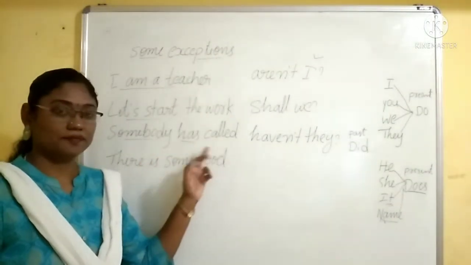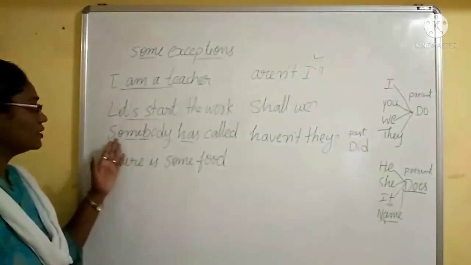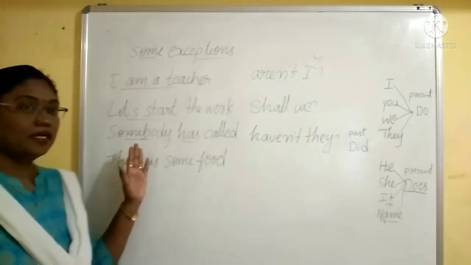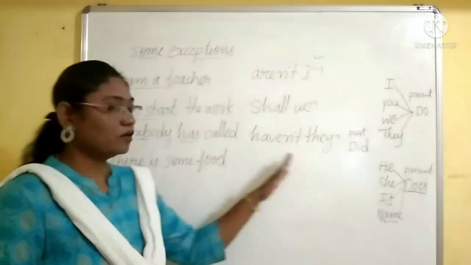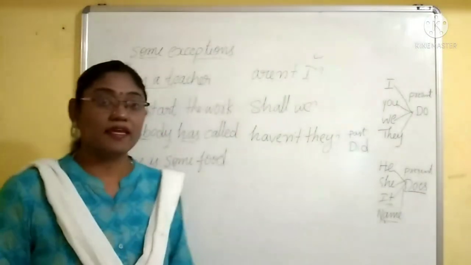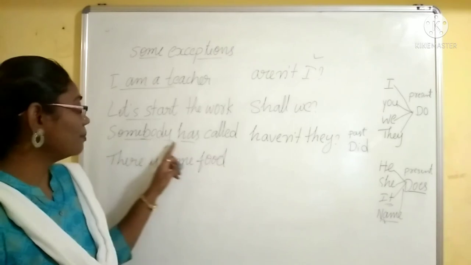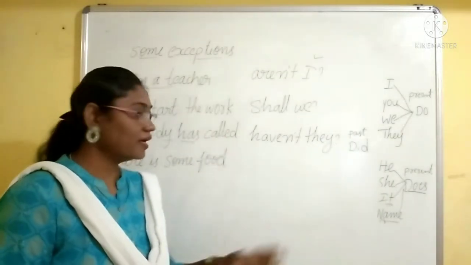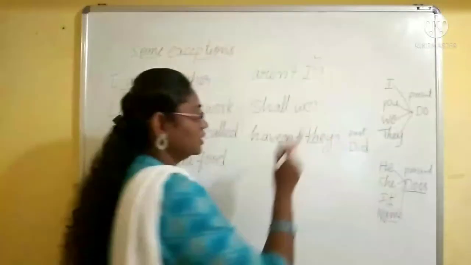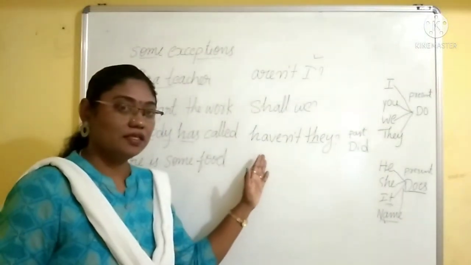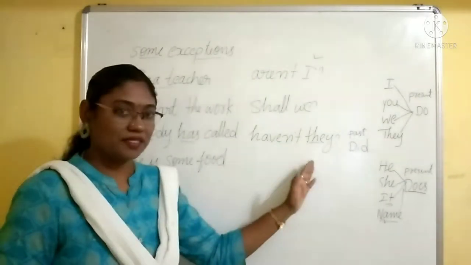Somebody has called. As per the subject verb agreement, this usage is right. Here, somebody indicates any one of the group. And when we talk about the question tag, it means there must be a crowd. A crowd means more than one person. So, somebody has called. This is okay. In the question tag, the somebody will be modified into they. When the subject is they, the helping verb is also conjugated accordingly. So, haven't they is the correct way.